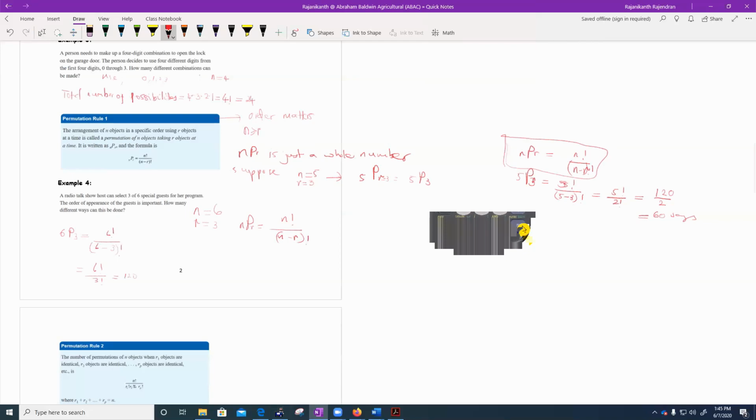That means there are 120 ways she could choose 3 at a time and put them in order from 6. So that is called the permutation.